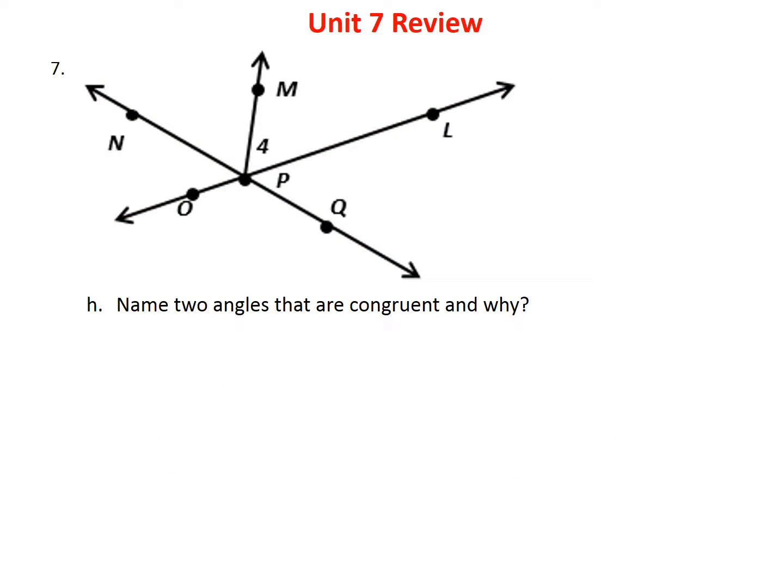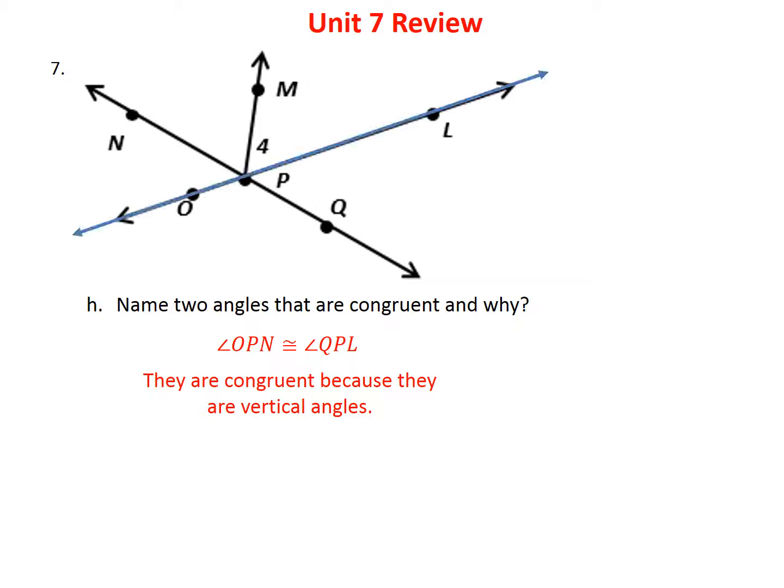7H asks us to name 2 angles that are congruent, and why? We're simply being asked to look at the diagram and from the diagram tell. We're not being asked to actually measure, because sometimes the diagrams are not exact. So the answer to this is that these 2 angles that I've listed, OPN is congruent to QPL, and why? Well, the reason is because they're what we call vertical angles. They're formed by 2 lines crossing, and the opposite angles are the same. So notice this angle and this angle are opposite when those 2 lines cross, and that's why they're called vertical angles.